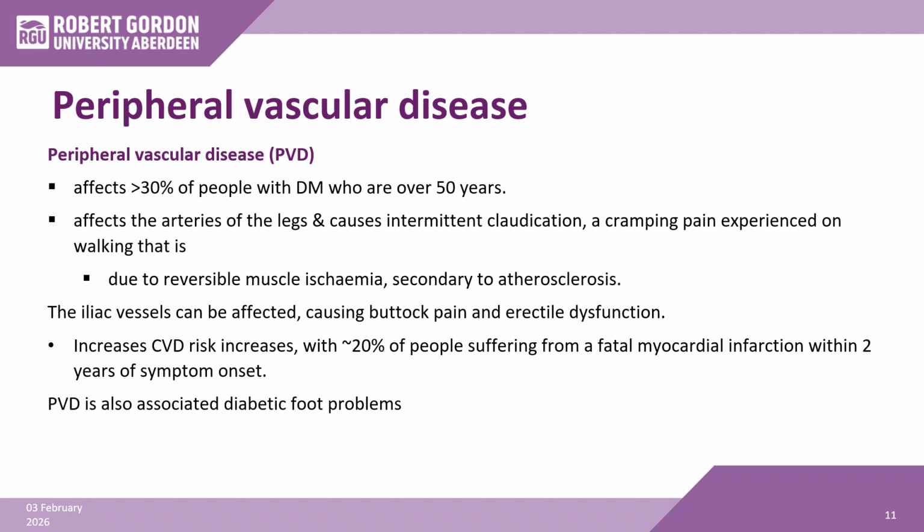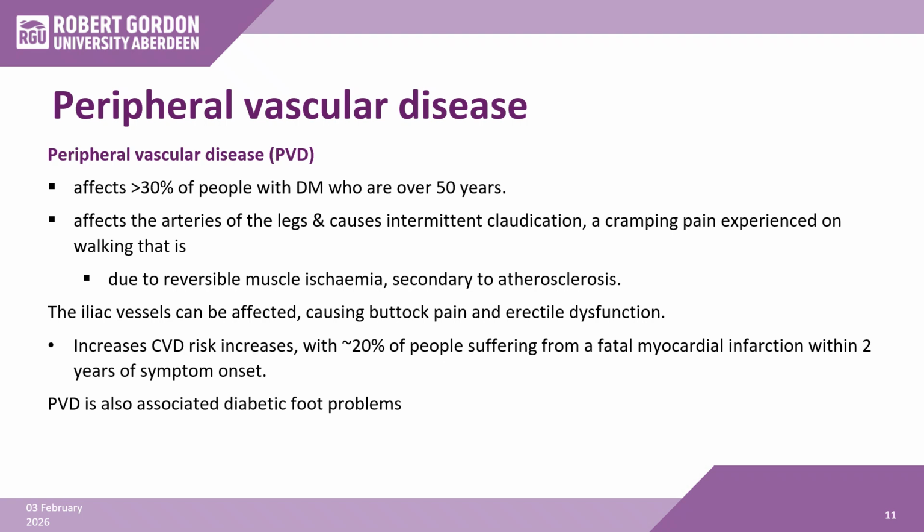Over 30% of those with diabetes who are over 50 years of age will have it. It affects arteries of the legs and causes intermittent claudication, a cramping pain experienced on walking, and it is due to reversible muscle ischemia secondary to atherosclerosis. So the iliac vessels can be affected, causing buttock pain and erectile dysfunction in some people. And I think most of you may have come across patients who have long-term diabetes also tending to be prescribed something for ED. So it increases cardiovascular risk.